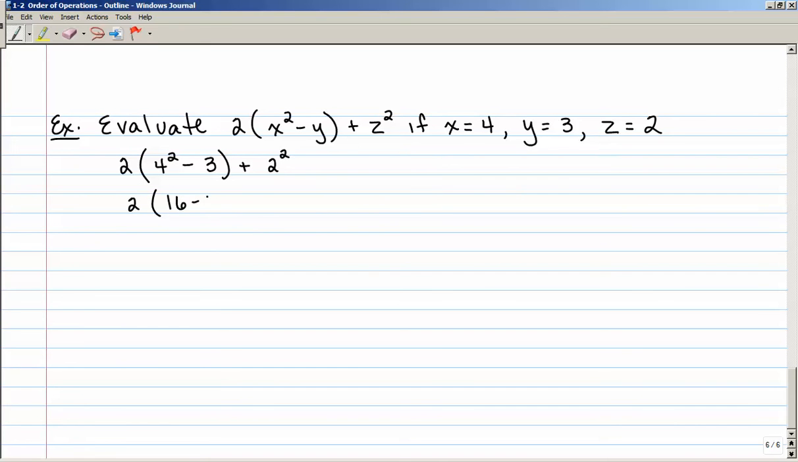4 squared is 16. And I can actually kind of combine a step here. Since this 2 squared really doesn't impact what's going on in the first part of the problem, I can go ahead and evaluate that and write it as 4. Now I need to evaluate in the parentheses, so 2 times 16 minus 3 is 13, plus 4. And now I have multiplication and addition, so I have to do my multiplication first, and then I can do my addition.